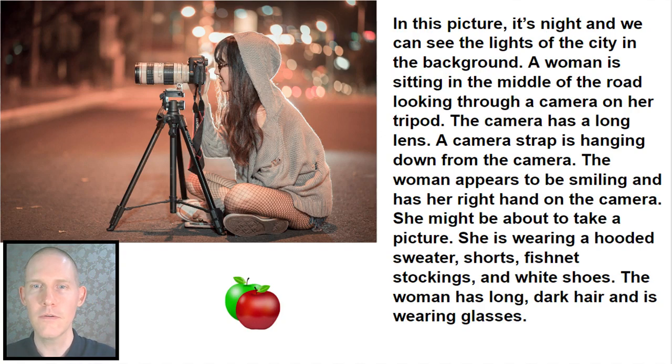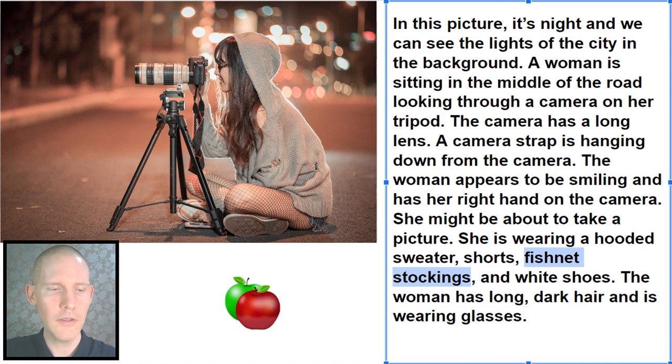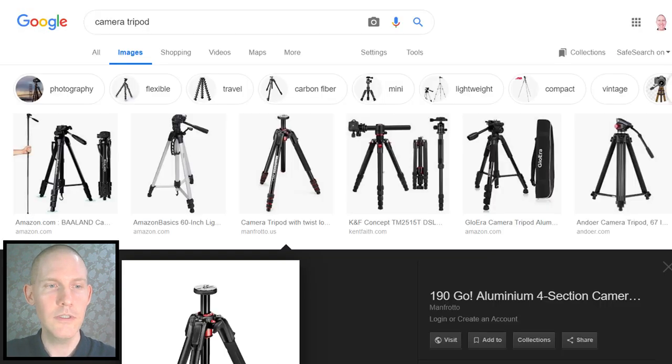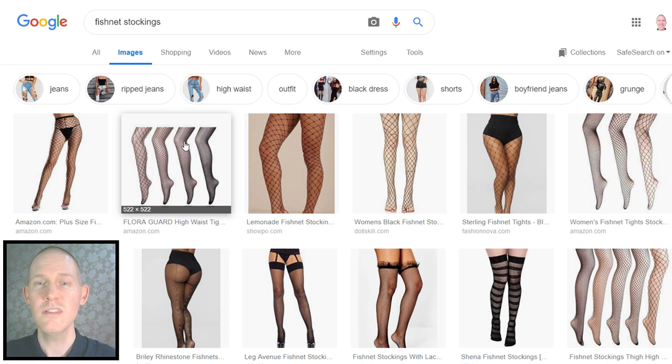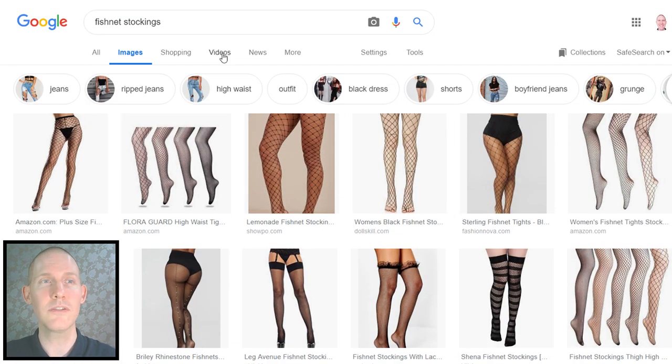Okay. Right. So she's wearing a hooded sweatshirt, shorts, fishnet stockings. Well, if we look at her stockings, what she's wearing on her legs, it looks like there are little lines, right? So let's take a look. What are fishnet stockings? This will give us a good understanding of what they are. All right, fishnet stockings. Okay, so they're just like stockings that women wear. I guess they're like extra sexy or something.